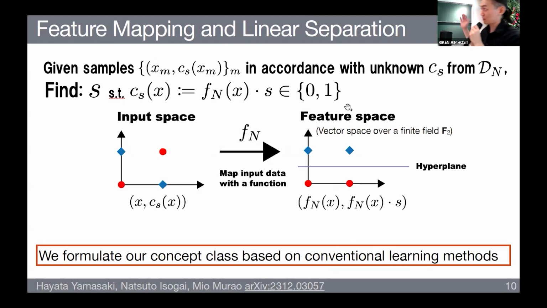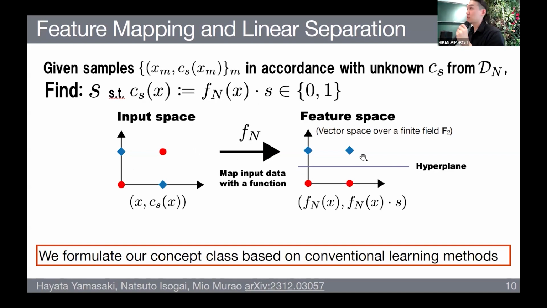The task here is to find such an unknown parameter S representing the true concept. But we consider a setting where this concept is given in the form of linear separation. So here's the setting. The input data comes from an n-dimensional input space, and then we apply a feature map, some map that takes the n-dimensional input data into some feature space, so that some hyperplane on the feature space can classify the data.